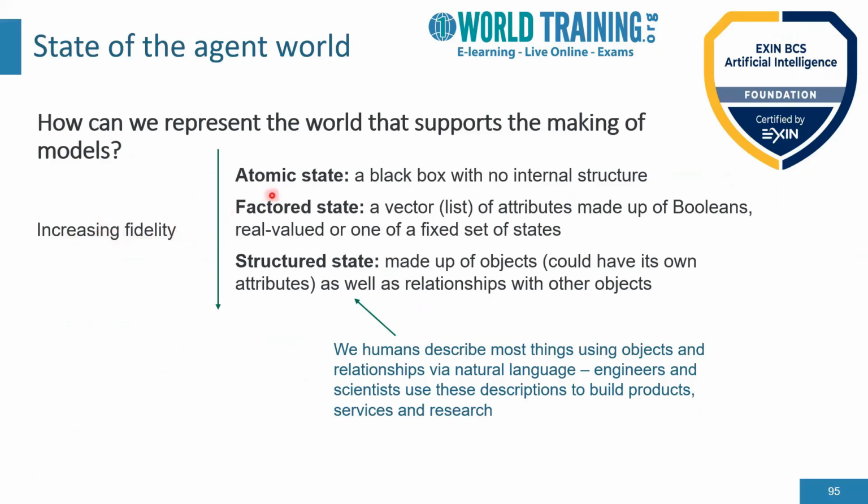So there are atomic states, which is basically acting as a black box with no internal structure. So that's the first type of states of the agent world. The second state is your factored state, wherein you have a list of vectors, basically which provides the attributes which helps you to make any kind of real values, right? So your vector of attributes made up of the Boolean, real valued, or one of the fixed type of states. So these are the factored state.